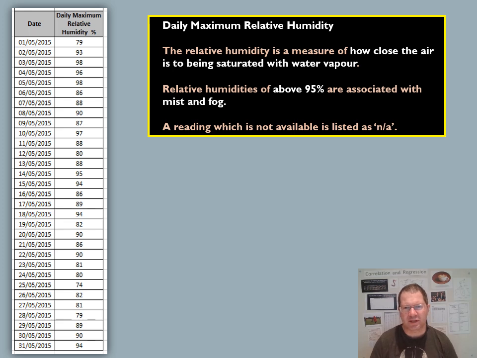Daily maximum relative humidity. The definition of relative humidity is a measure of how close the air is to being saturated with water vapor. So on the 1st of May, we had 79% humidity. On the 2nd of May, 93% humidity. On the 3rd of May, it's 98%. As you can see in the information, relative humidities of above 95% are associated with mist and fog. So we would associate the 3rd, 4th and 5th potentially with mist and fog.